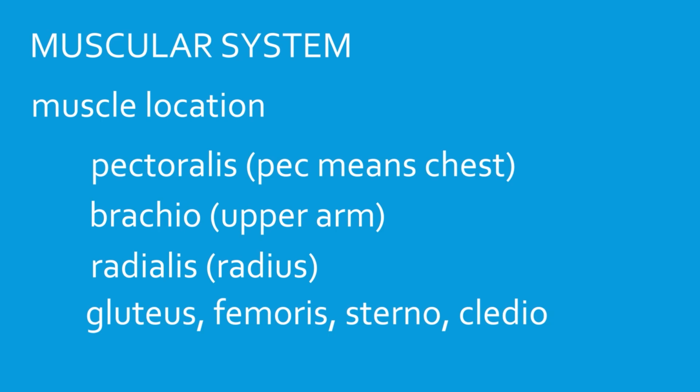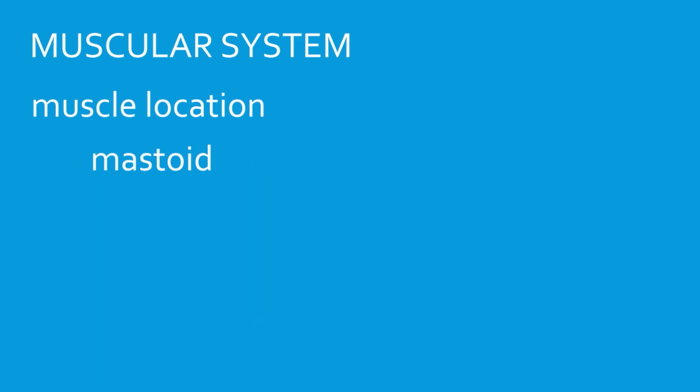Gluteus means buttock, femoris means femur, and sterno means sternum. Cledo means clavicle. Mastoid refers to the mastoid process, which is on the temporal bone right behind your ear. It's that bump back behind your ear.